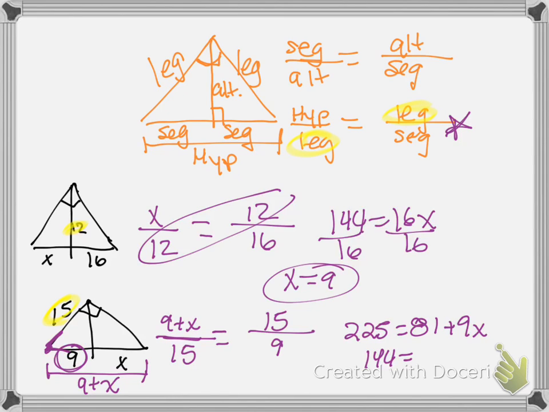And then divide by 9. So x equals 16. Okay? Set up the proportion. When you get your test, draw this picture, write these proportions, the first thing you want to do when you get it. Okay. The next one were those special triangles, right?